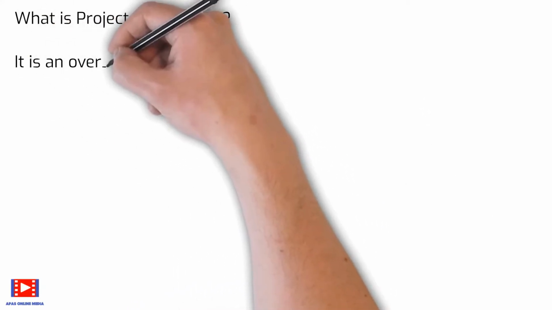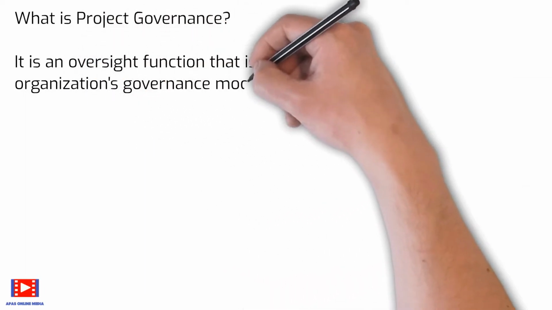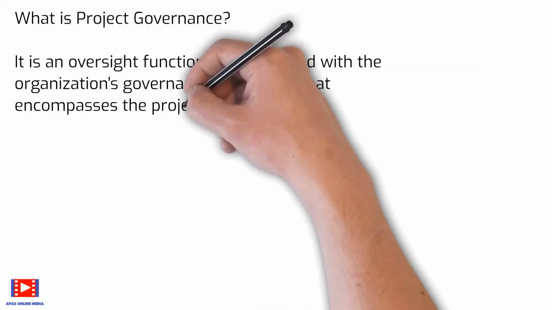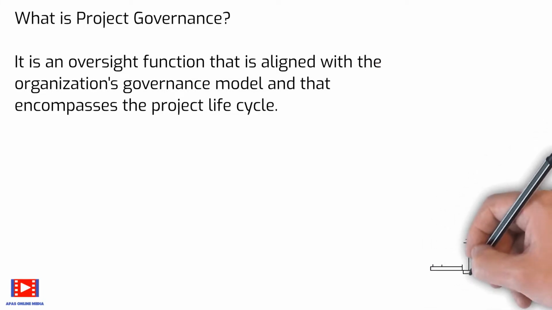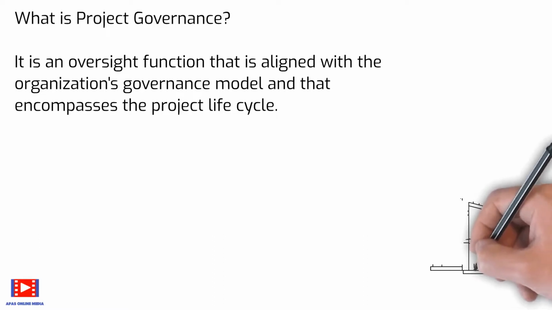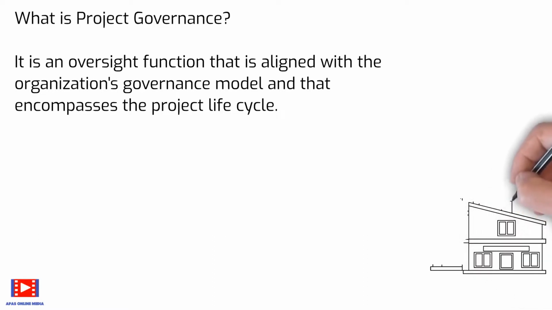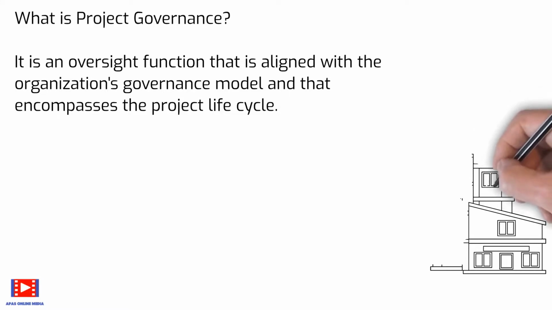What is project governance? It is an oversight function that is aligned with the organization's governance model and that encompasses the project life cycle. Project governance framework provides the project manager and team with structure, processes, decision-making models, and tools for managing the projects while supporting and controlling the project for successful delivery.